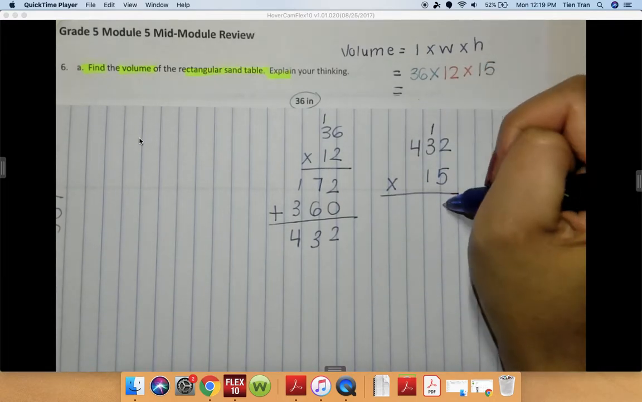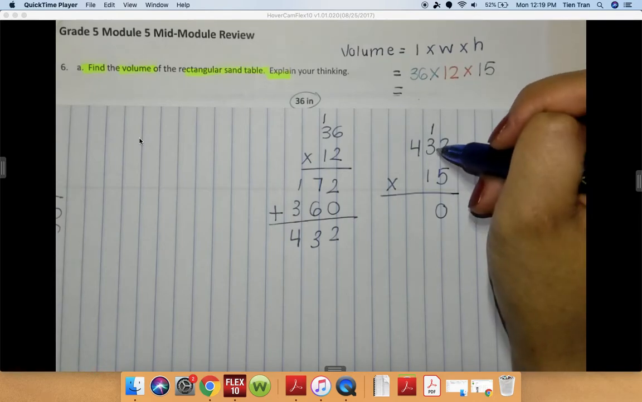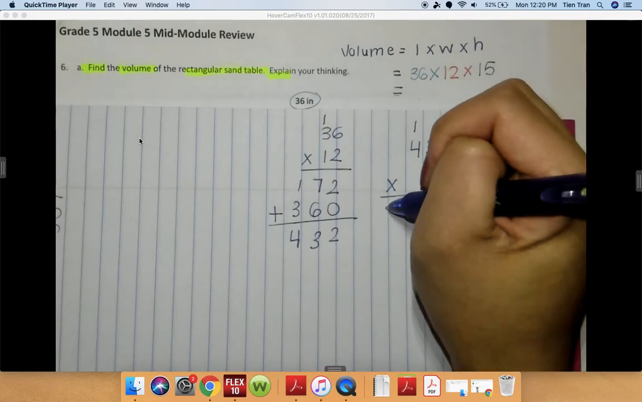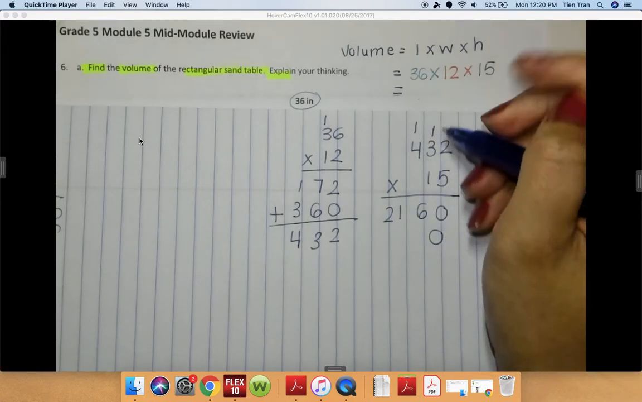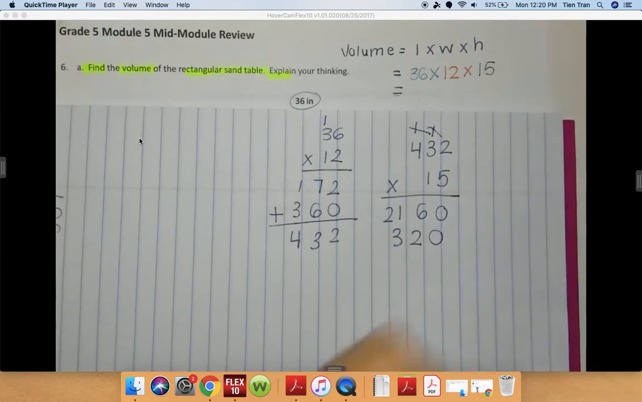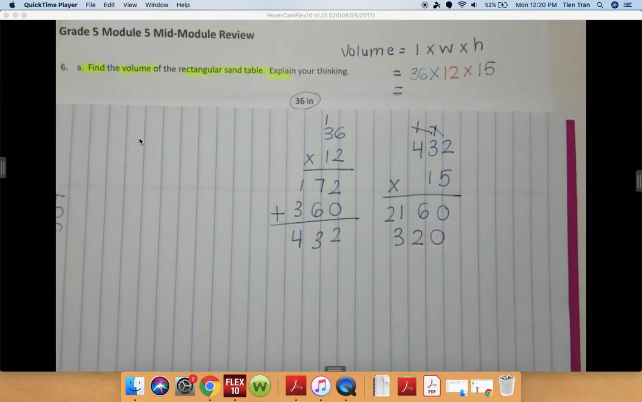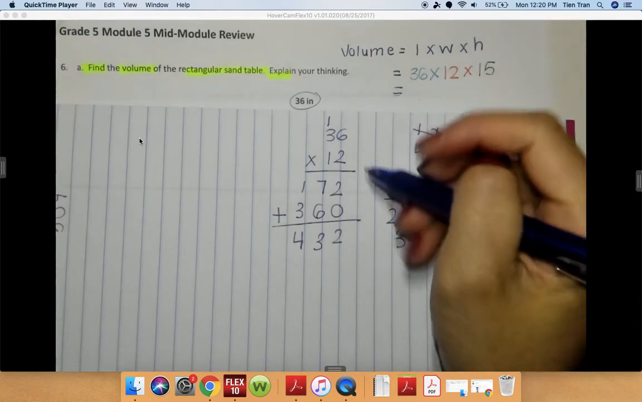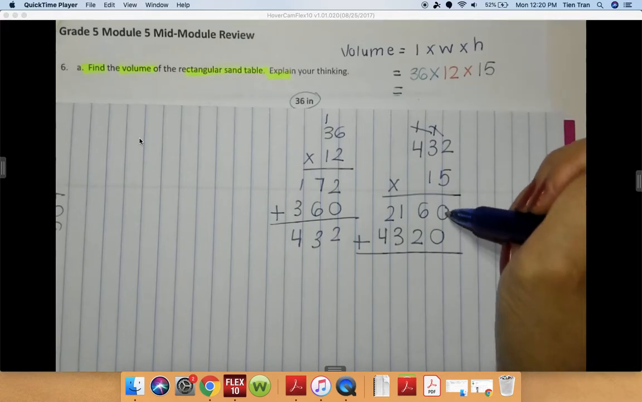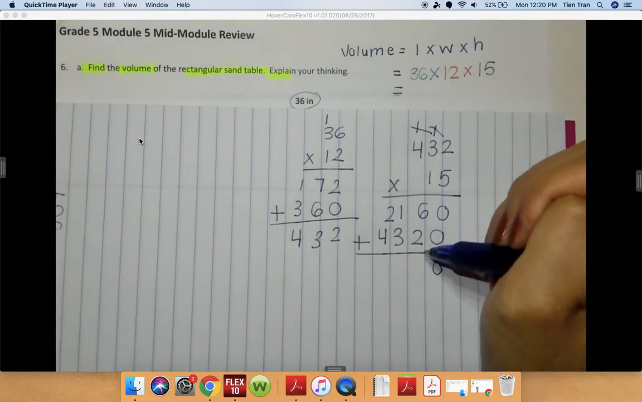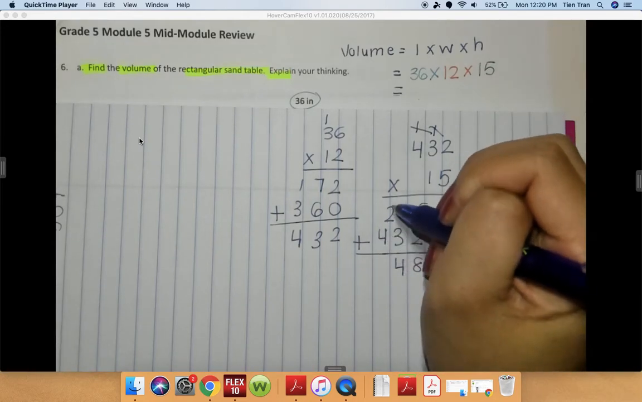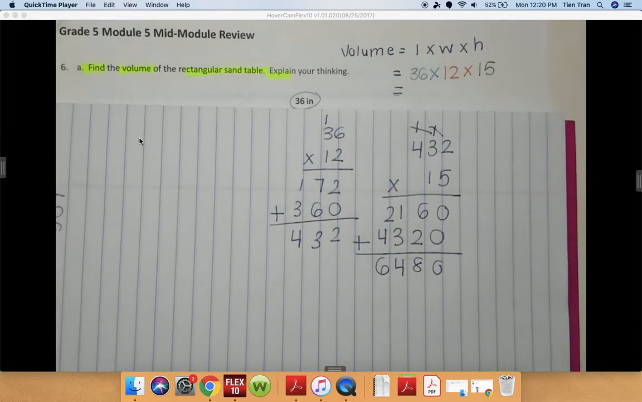5 times 2 is 10. 5 times 3 is 15, plus 1 is 16. 5 times 4 is 20, plus 1 is 21. I bring down my 0. 1 times 2 is 2. 1 times 3 is 3. And 1 times 4 is 4. I'm going to add all of my numbers together. 0 plus 0 is 0. 6 plus 2 is 8. 3 plus 1 is 4. And 4 plus 2 is equal to 6.